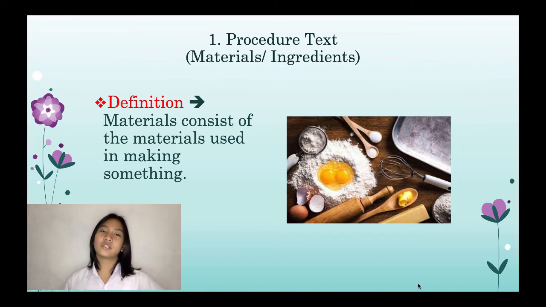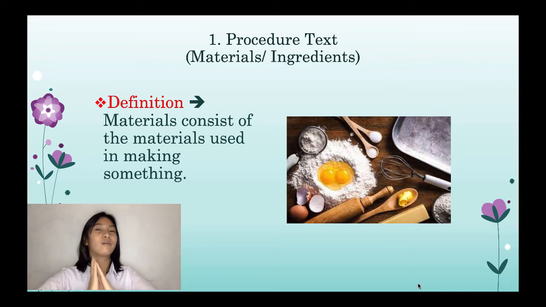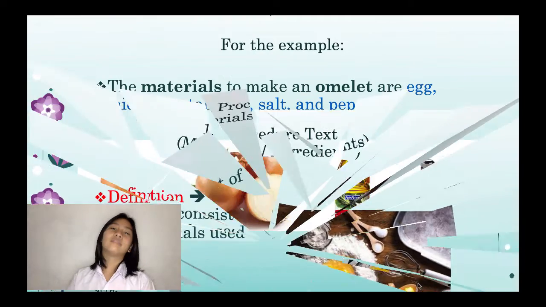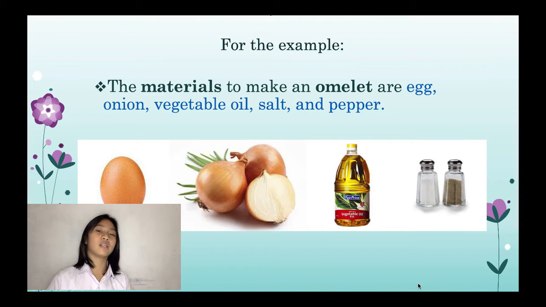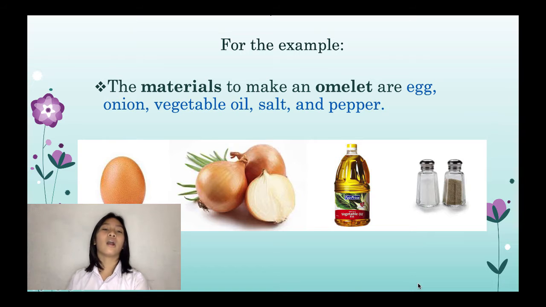The first is procedure text, materials or ingredients. Let's see the definition of materials. Materials consist of materials used in making something. I hope you can understand because this is very clear and very easy to understand. Okay, for example, the materials to make an omelette are egg, onion, vegetable oil, salt, and pepper. These are the materials.